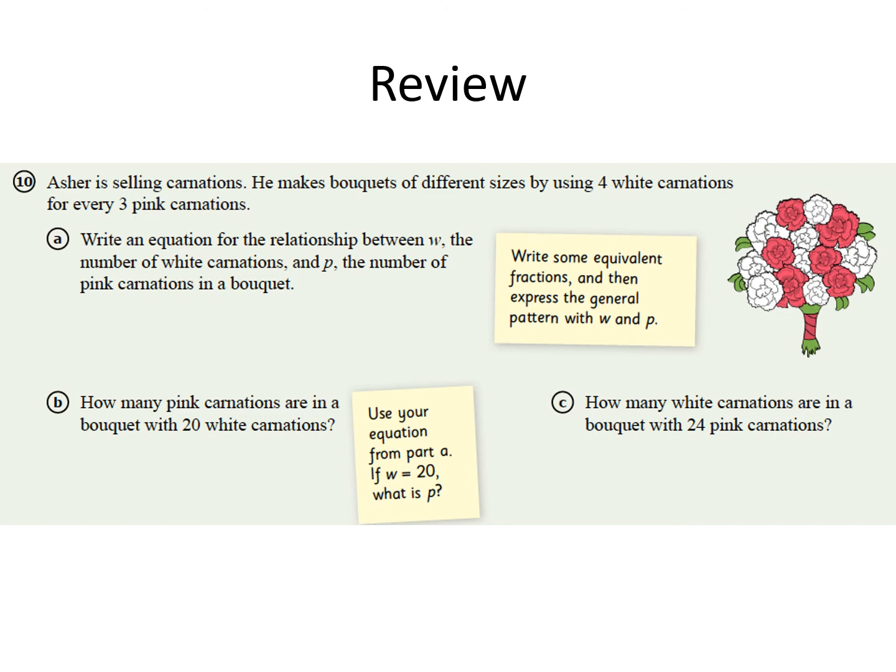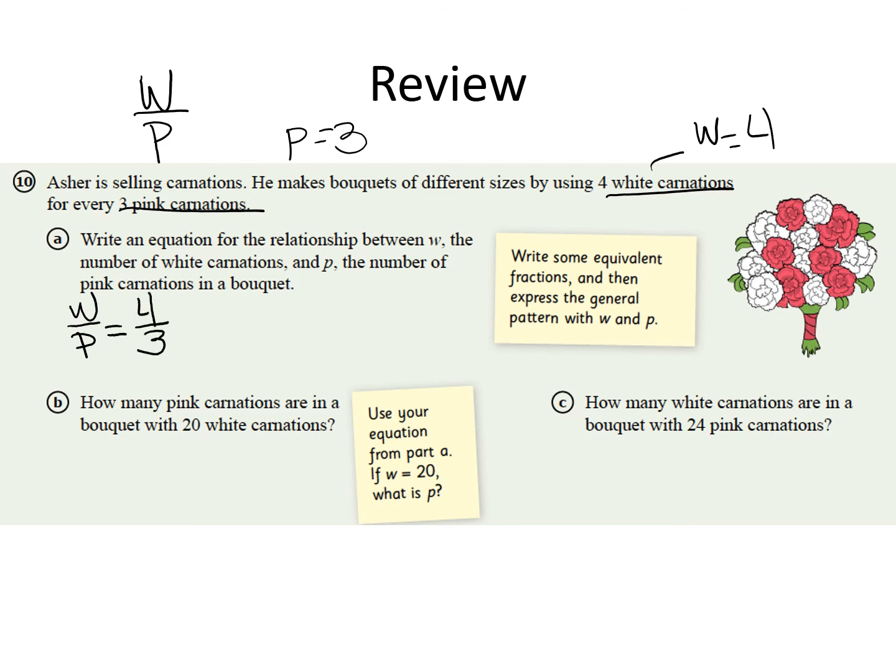So you had these questions the other day. I just want to use this to review a little bit. We were talking about how many carnations and how many pink carnations, how many white versus how many pink. And the ratio was W over P. Okay, P is going to equal 3. W is going to equal 4. So when it's asking you to write an equation, we have W over P equals 4 over 3. If you wanted to, you could even cross multiply these and get 4P for 3W. Or we could say 3W equals 4P. You could cross multiply those.